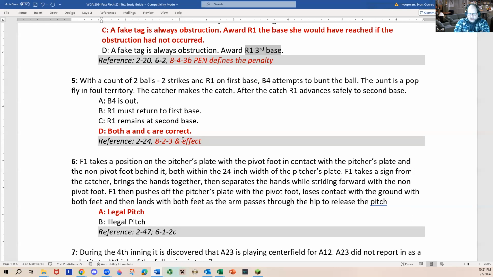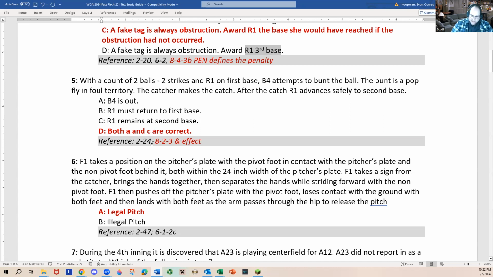So which of these are in effect or true? B4 is out. Well, there was a pop fly that was caught. So B4 would be out. R1 must return to first base. Nothing says R1 has to return to first base. There was a live ball. Perfectly fine to take the risk of advancing if you want to. R1 remains at second base. Well, they made it there safely, so they are entitled to second base, which means that A and C are both correct.